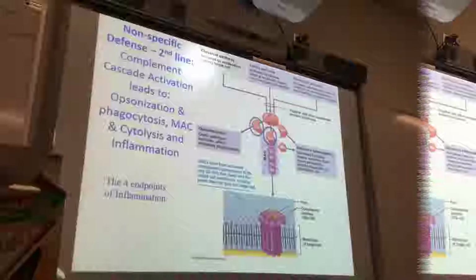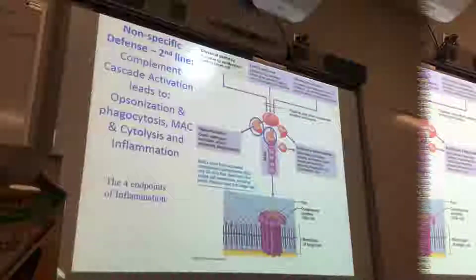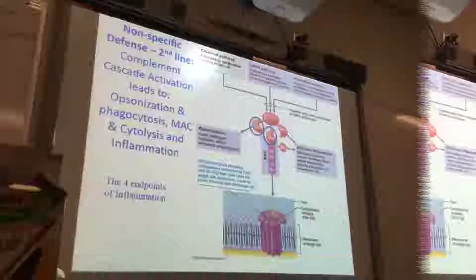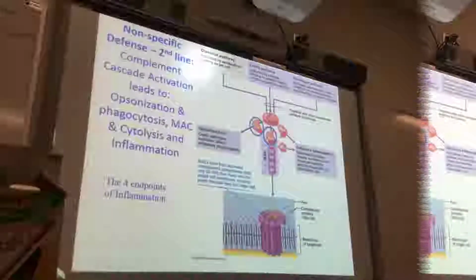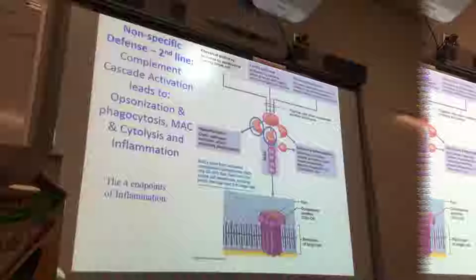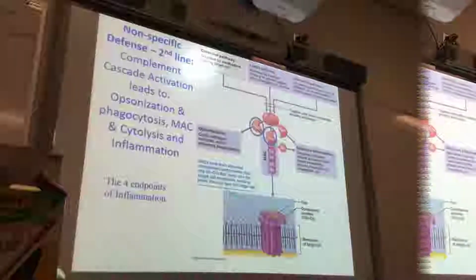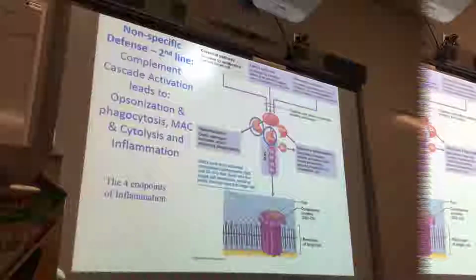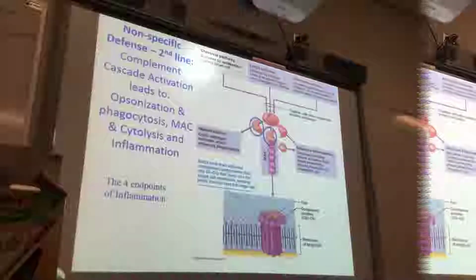And what are the four endpoints of inflammation in Latin? Heat is calor. Swelling is tumor. Redness is rubor. Pain is dolor.